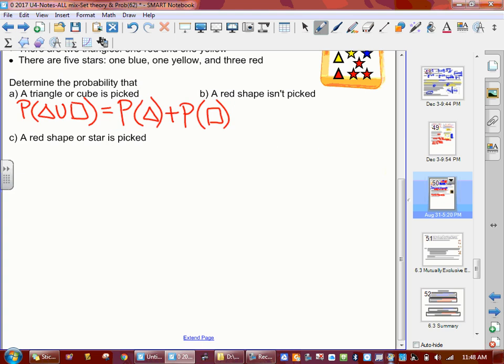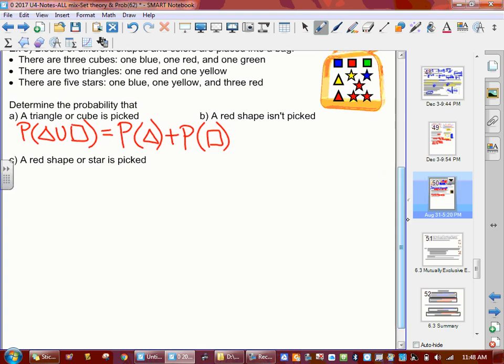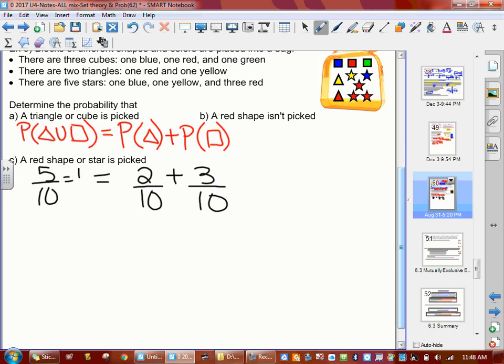Now, how many triangles do I have? 2 out of how many objects in my bag? How many objects are in the bag? 10, good. So 2 out of 10 are triangles. How many are cubes? Only 3 cubes? Yep, 3 cubes out of 10. We're going to add them all up. How many do we get for triangles and cubes? 5 out of 10, which is half. Okay? So half is a triangle or cube. Half of the objects.